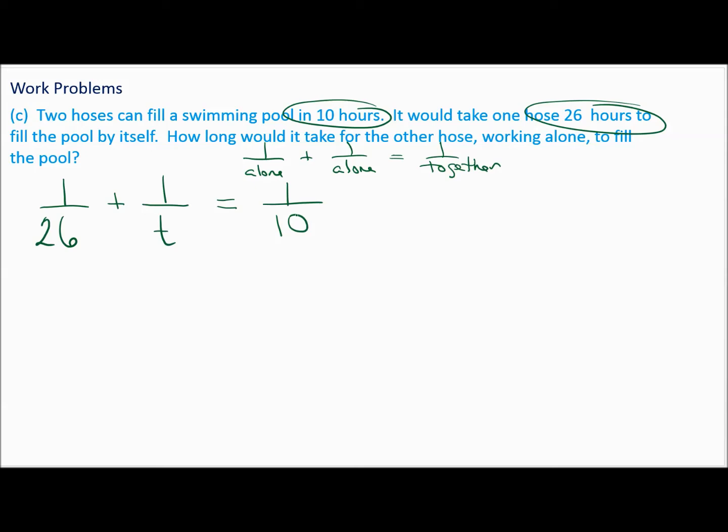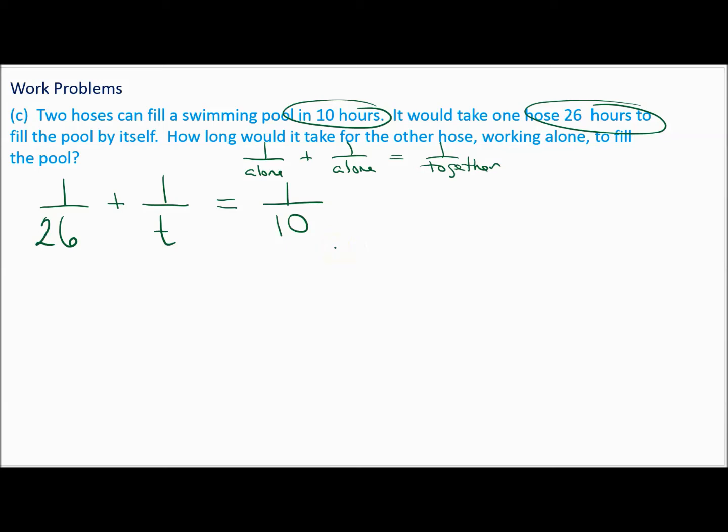We know, again, one hose by itself is 26 hours, so that'd be 1 over 26 of the pool filled in an hour. The other, we don't know, so that's 1 over t of the pool in 1 hour. And we do know together they could fill 1/10 of the pool in an hour, or fill it up in 10 hours. So this is the equation we're trying to solve.